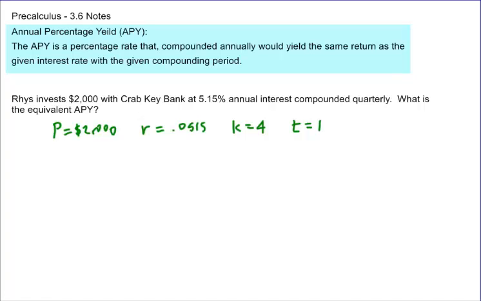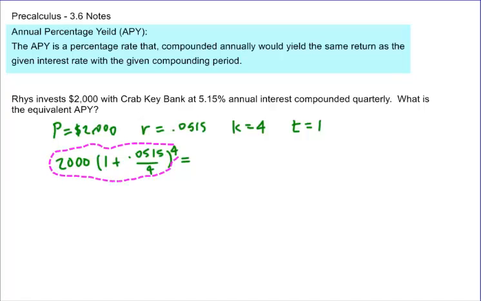Okay, and so we can set up one side of our equation. 2,000 times 1 plus 0.0515 divided by 4, to the 4th power. And what we're saying is we want to know what the annual interest would be. And so what we're going to do is work with the most basic form of this equation. Now remember, this form that we just put in is for things that are compounded more than once a year. Okay, and we want to compare this to the one that is compounded just once per year.